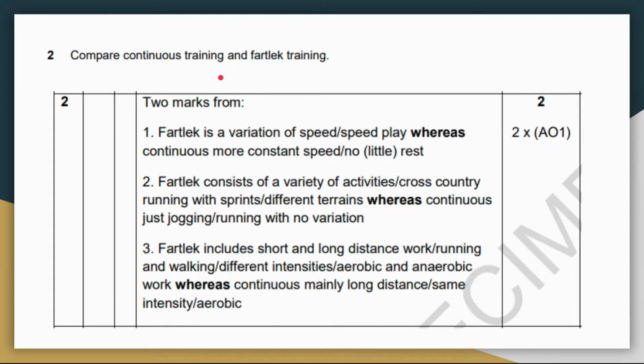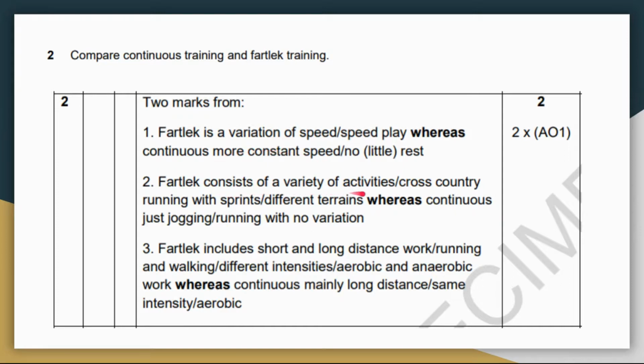Compare continuous training and fartlek training. So it's 2 marks here, and we need to compare both for 1 mark and compare them again for a second mark. So fartlek is a variation of speed, or you could have said speed play. That's what fartlek means, is speed play, whereas continuous is more constant, or you could have said no rest or little rest during continuous training.